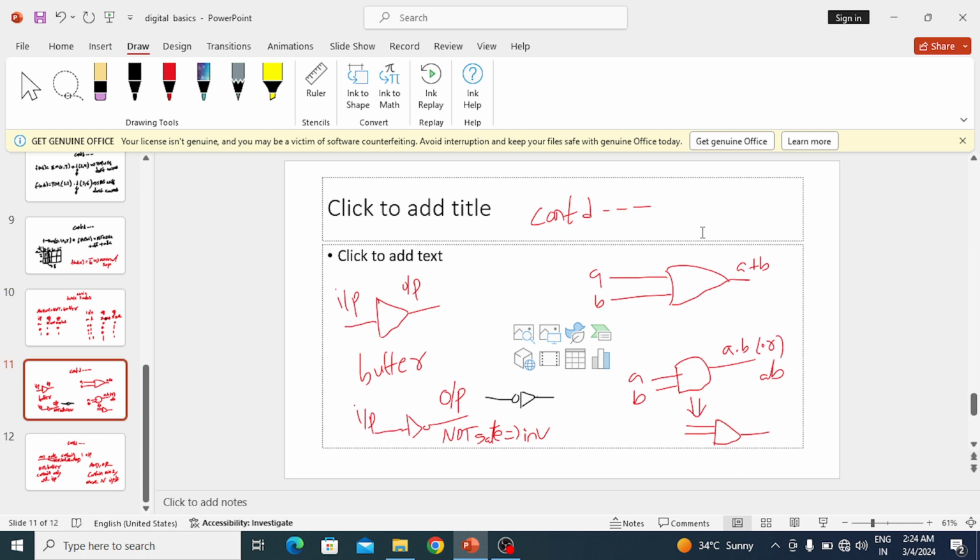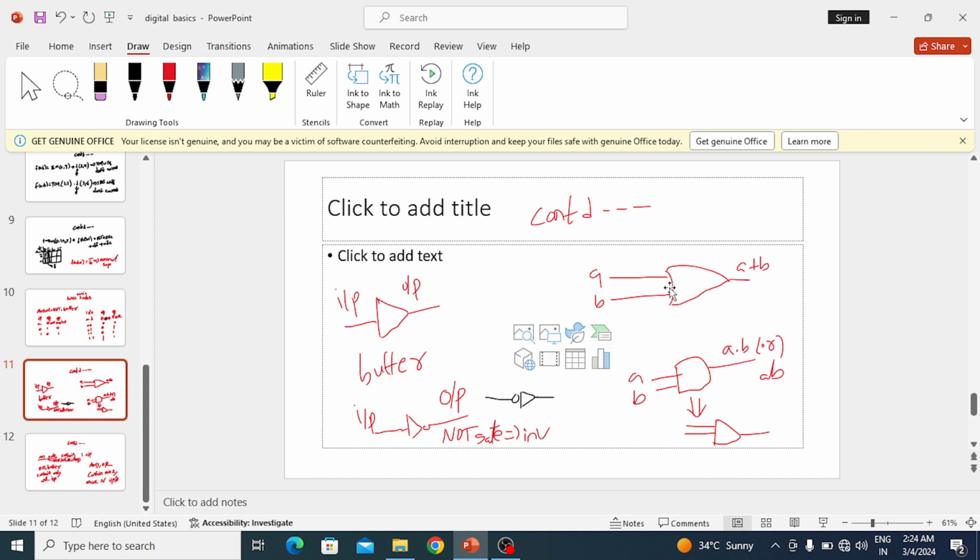This is the buffer gate symbol. It contains one input and one output. This is the symbol, and this is the NOT gate symbol. Just for the buffer, if you keep a bubble at the output or input, it will become an inverter, or NOT gate. This bubble indicates inversion. The buffer gives the same input at the output, but the bubble does the inversion.